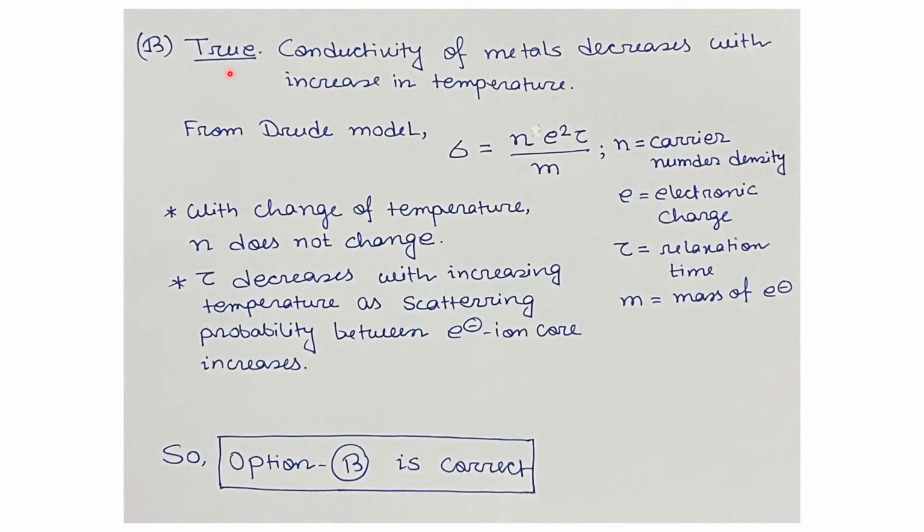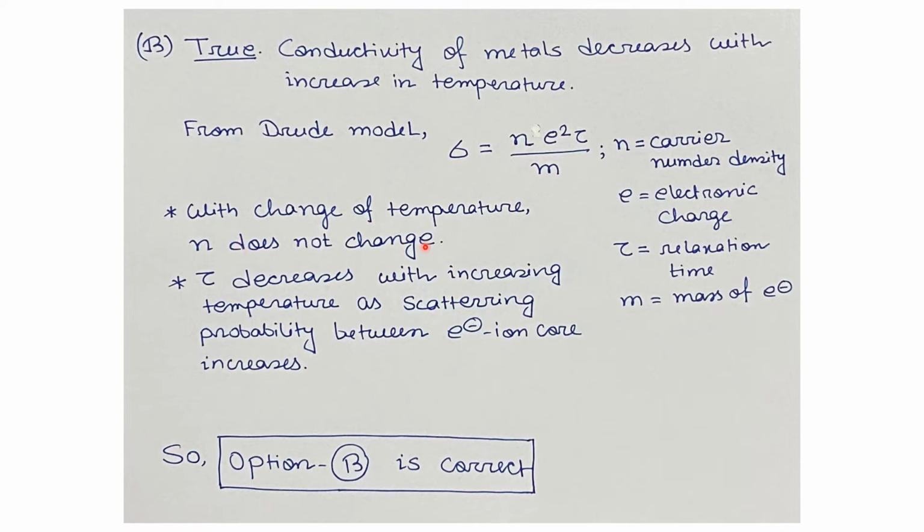The second option, option B, is true, which is conductivity of metals decreases with increasing temperature. From the Drude model, we know conductivity of a metal is given by N e squared tau by m, where N is the carrier number density, e is the electronic charge, tau is the relaxation time or mean collision time, and m is the mass of the electron.